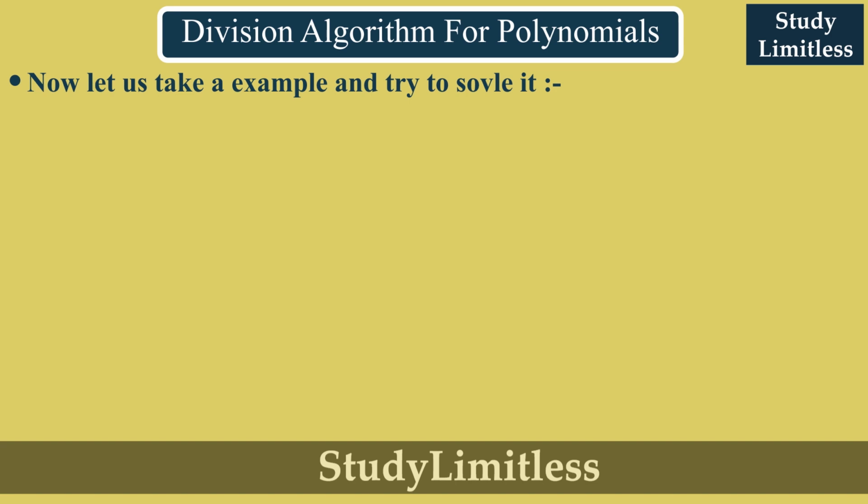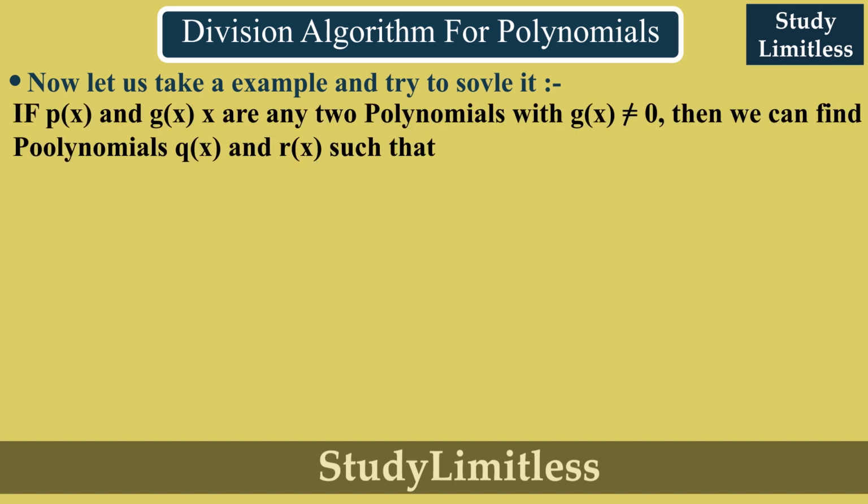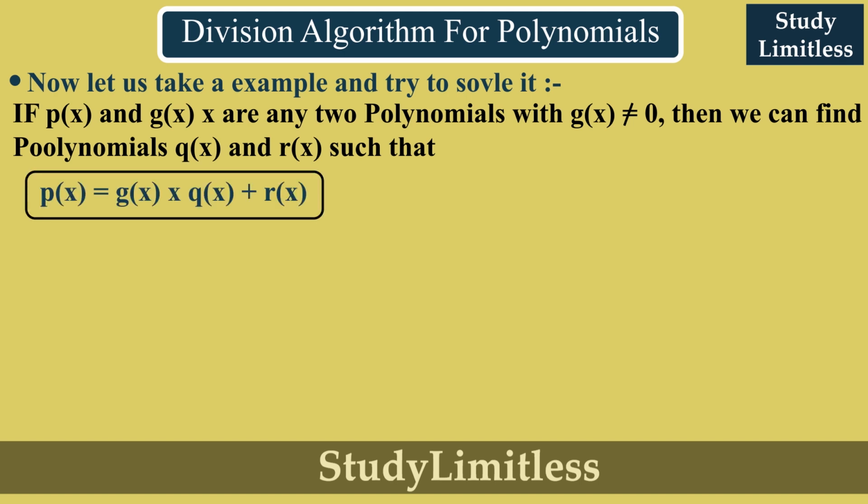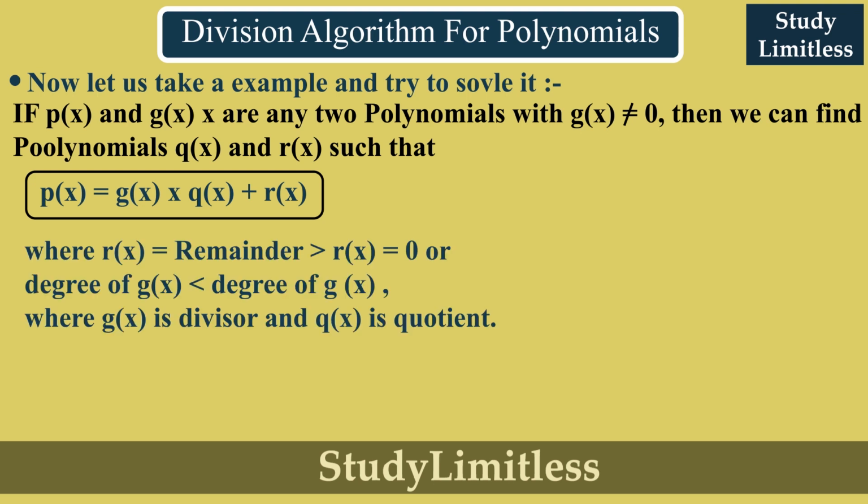If we get a question, p(x) and g(x) are two polynomials with g(x) not equal to 0, then we can find polynomials q(x) and r(x) such that p(x) is equal to g(x) into q(x) plus r(x), where r(x) is the remainder such that r(x) is equal to 0, or the degree of r(x) is less than the degree of g(x), where g(x) is the divisor and q(x) is the quotient.